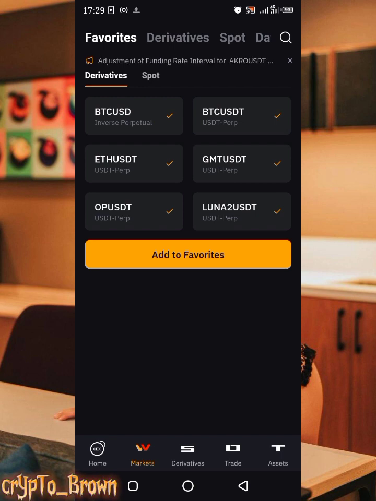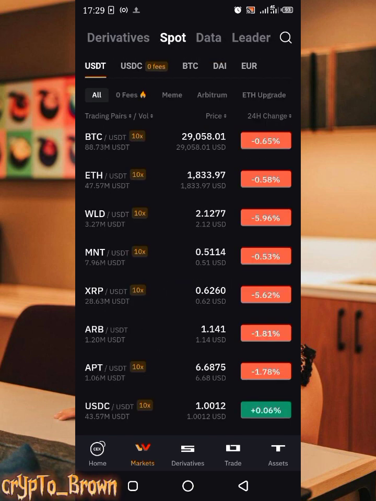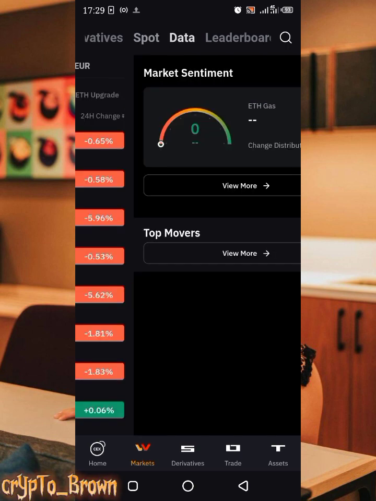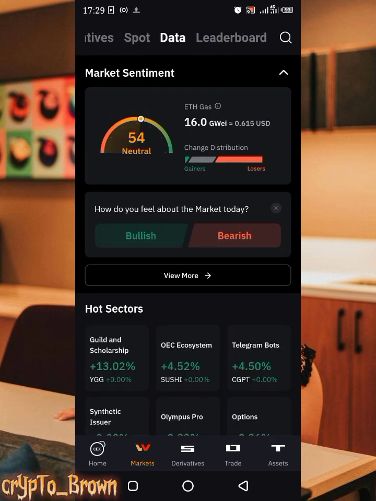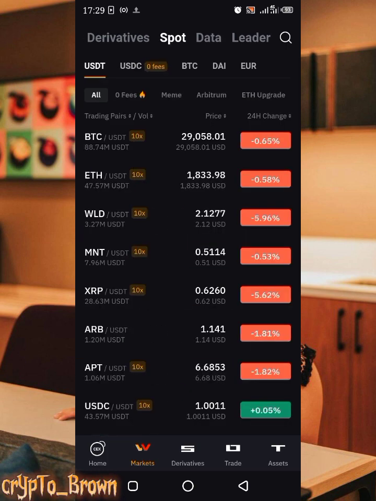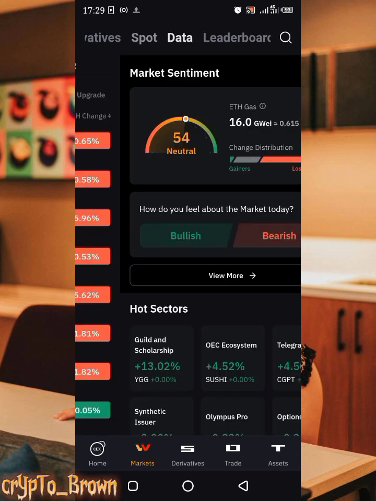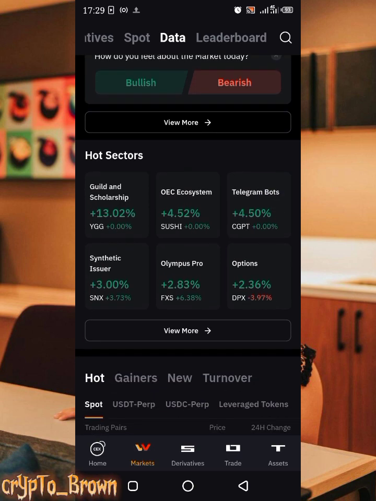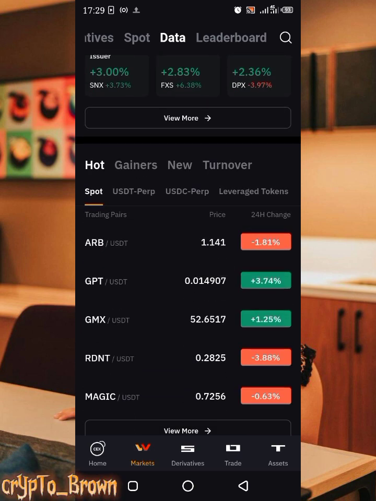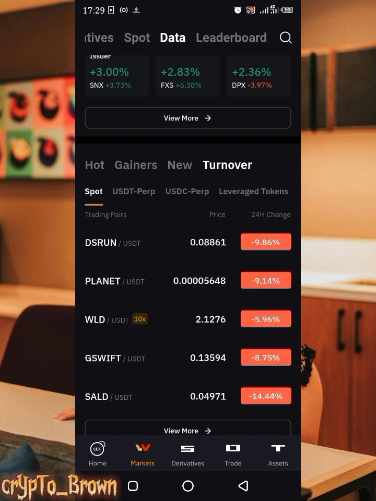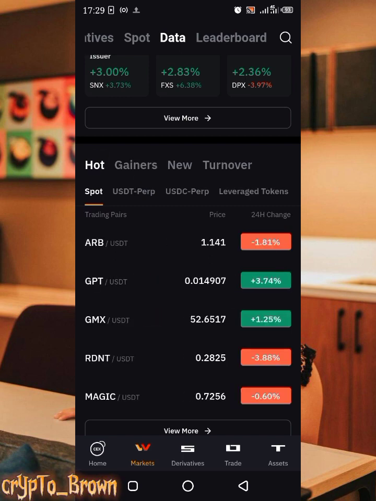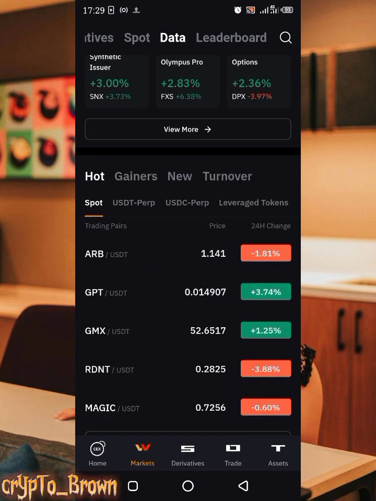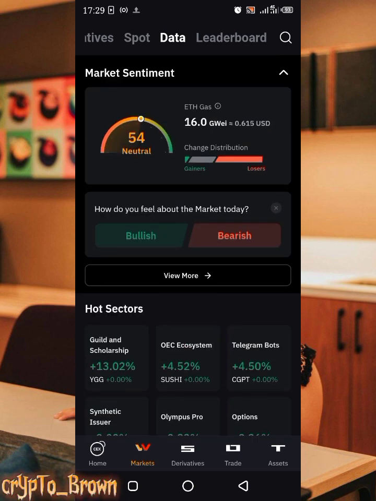You can let me know, and I'll keep making videos giving you more details on how to spot trade and futures trade on Bybit. Now you can see the spot trade, your spot tokens, and the data on what is going on in the trading. You can see the hots, the gainers, the new, the turnovers, between the spot, the USDT perp, and everything that is being displayed below.